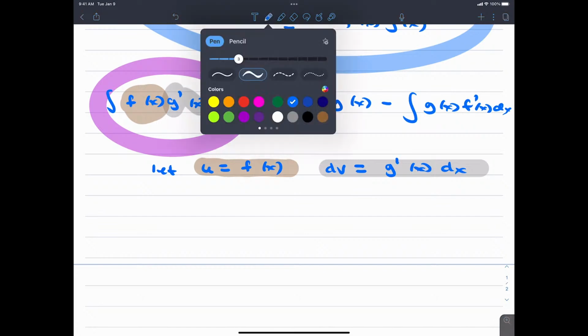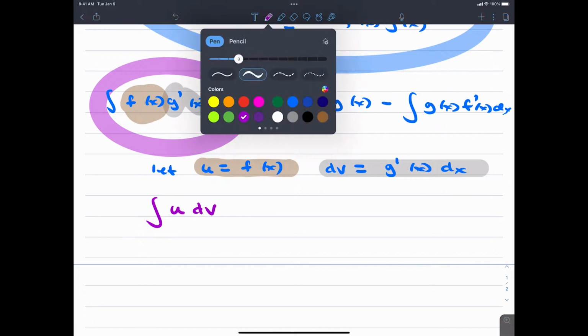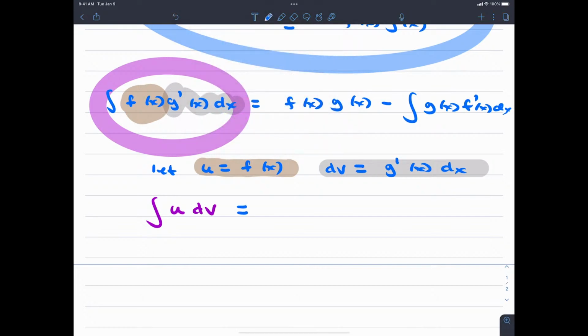So here's what we say. The integral of u dv now, and that's on my left side in purple, where u is f and dv is g'(x) dx. So we're changing the variables here.